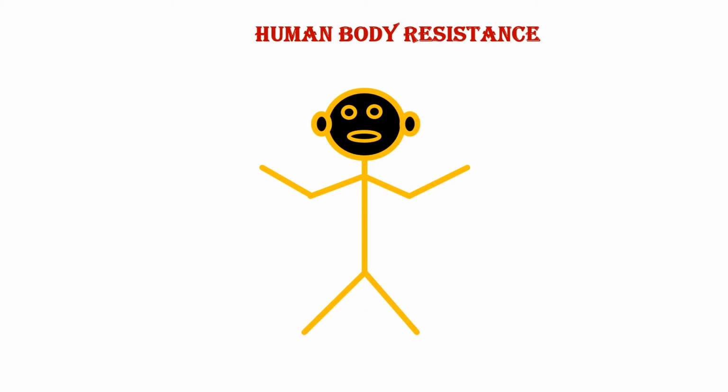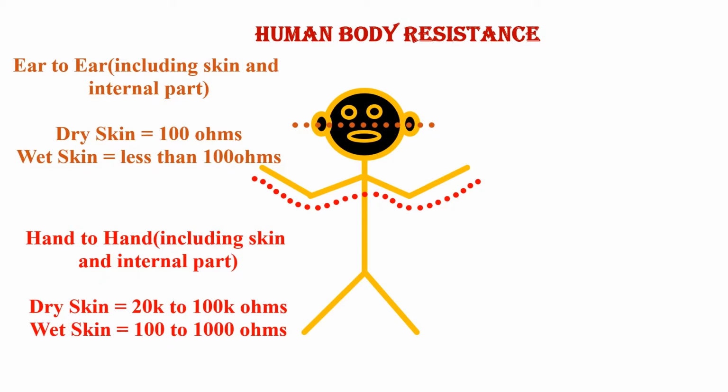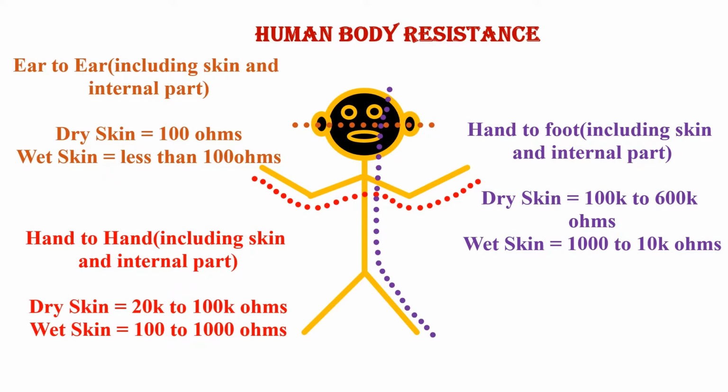We can start the discussion by explaining human body resistance. Ear-to-ear resistance comes around 100 ohm for dry skin, and less than 100 ohm for wet skin. Hand-to-hand resistance comes around 100 kΩ for dry skin, and 1000 ohm for wet skin. Head-to-foot resistance comes around 600 kΩ for dry skin, and 10 kΩ for wet skin.